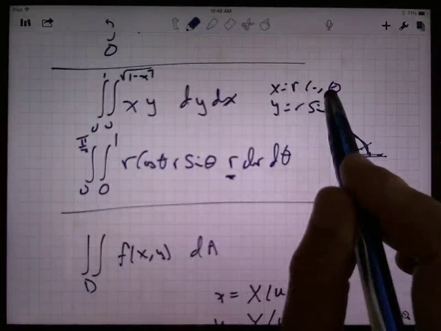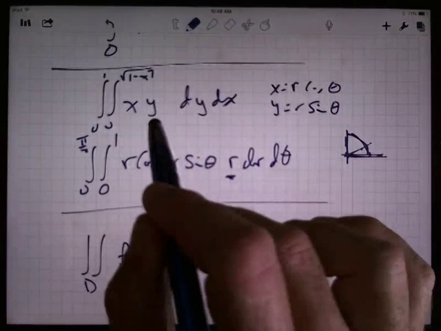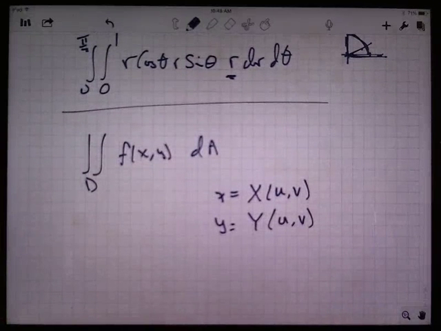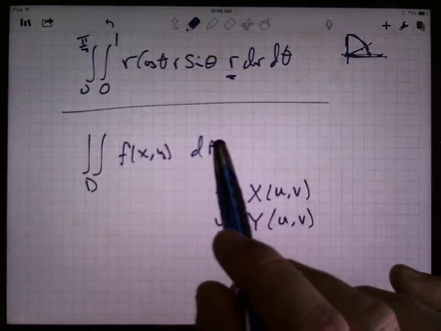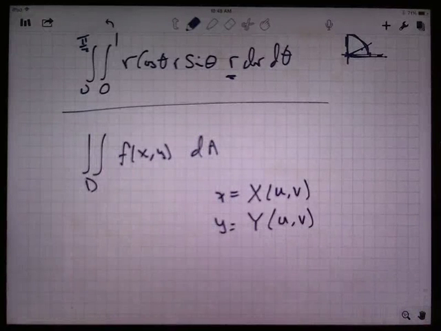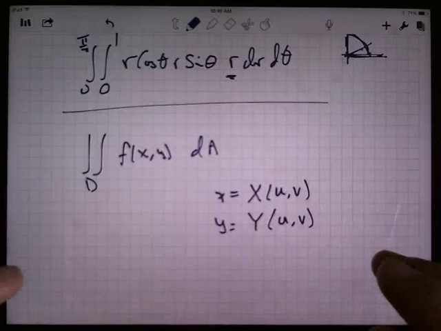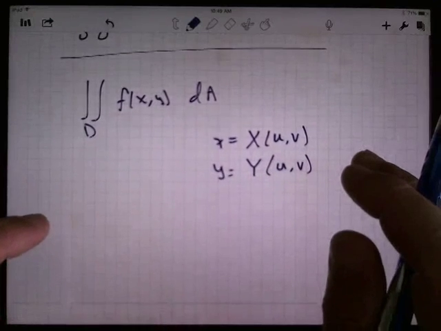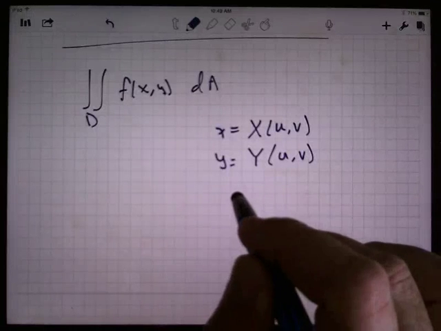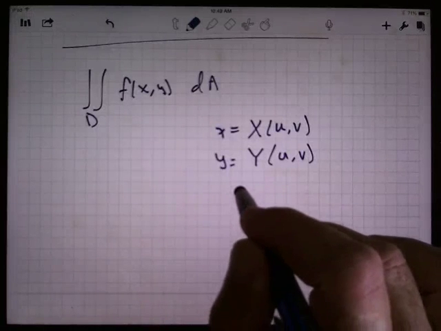We said x was this function of r and theta, and y is that function of r and theta. But then the question is going to be, how do I change the dA, and how do I change my limits of integration? Okay, and this is where we've got to start looking at determinants of things.